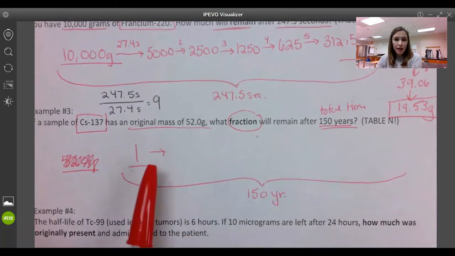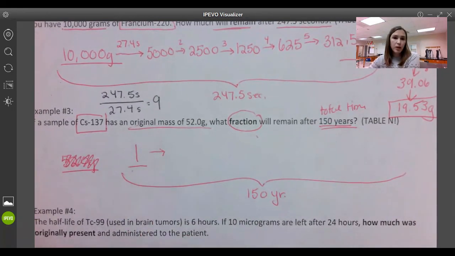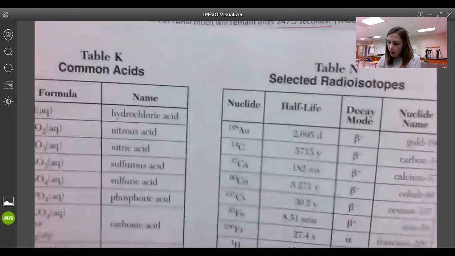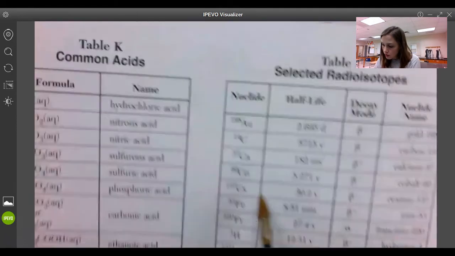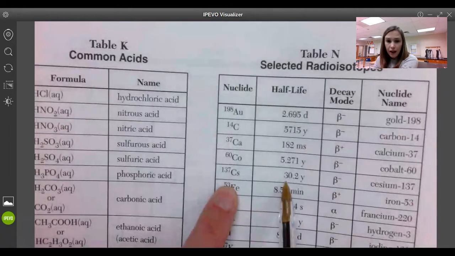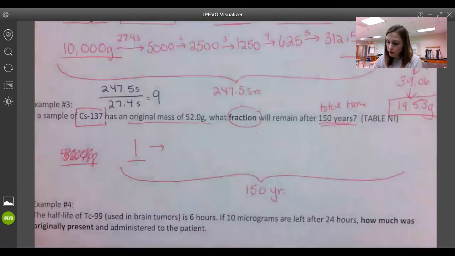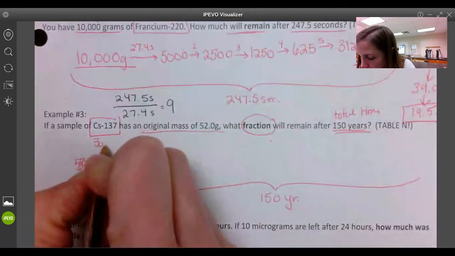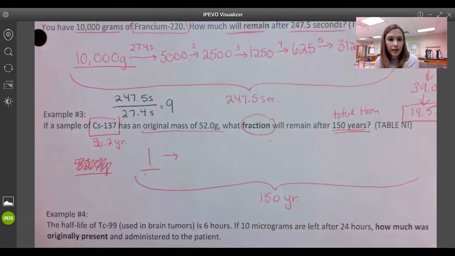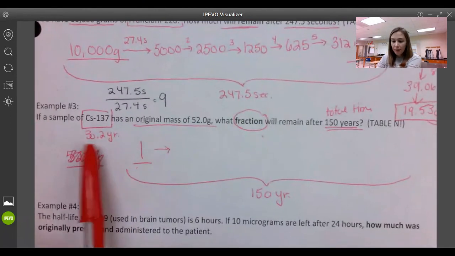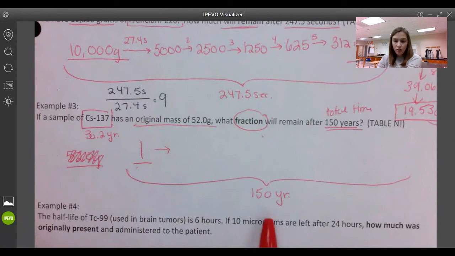I need to know how many times I'm going to cut that in half. So this is where table N comes in. I'm going to look at cesium-137, which has a half-life of 30.2 years. Okay, that's its half-life. So I need to know how many times that occurs in 150 years.